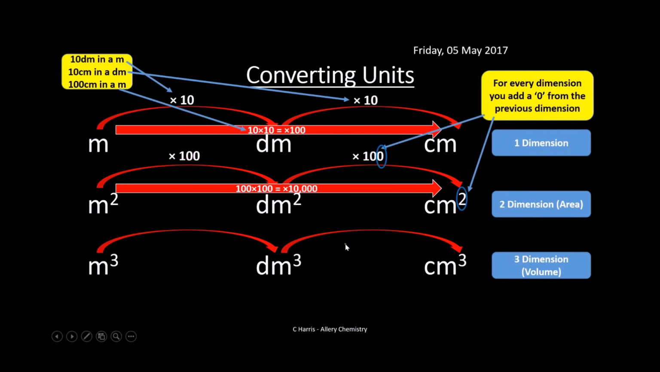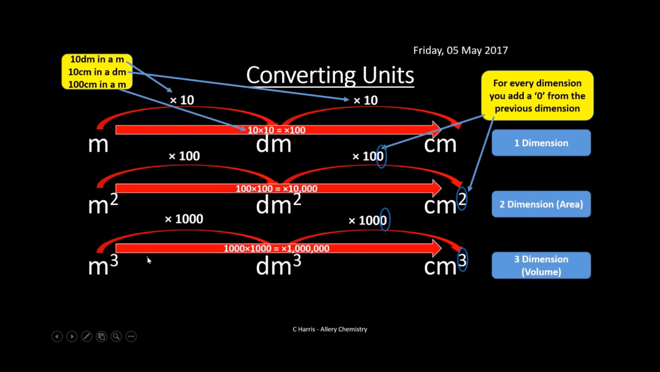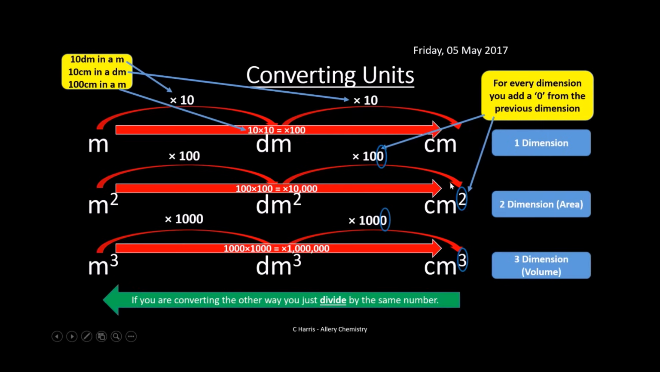And obviously in chemistry we're looking at volumes. So again, we add a 0 for the extra dimension. So it's times by 1,000 to go from meters cubed to decimeters cubed. Decimeters cubed to centimeters cubed, we multiply by 1,000 as well. And to go the whole hog, from meters cubed to centimeters cubed, like in the previous example, we do 1,000 times 1,000, which will mean times by 1,000,000. Going back the other way, you just divide by the same numbers that are shown here. So really important, you need to know how to convert your units. Okay, so there we go, that just confirms it.